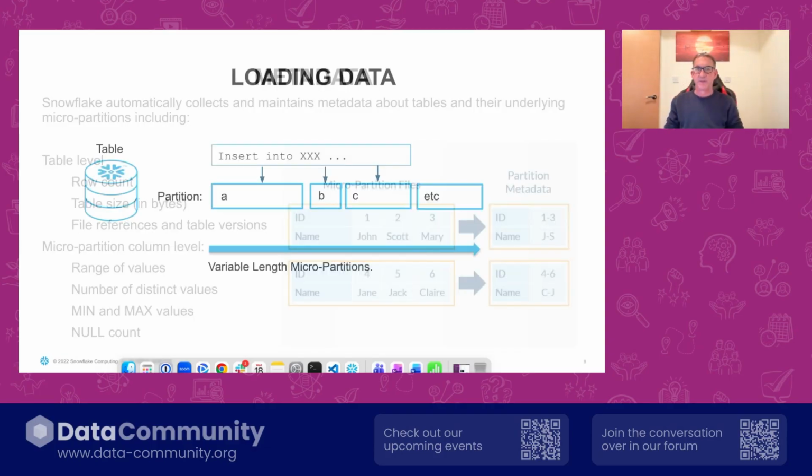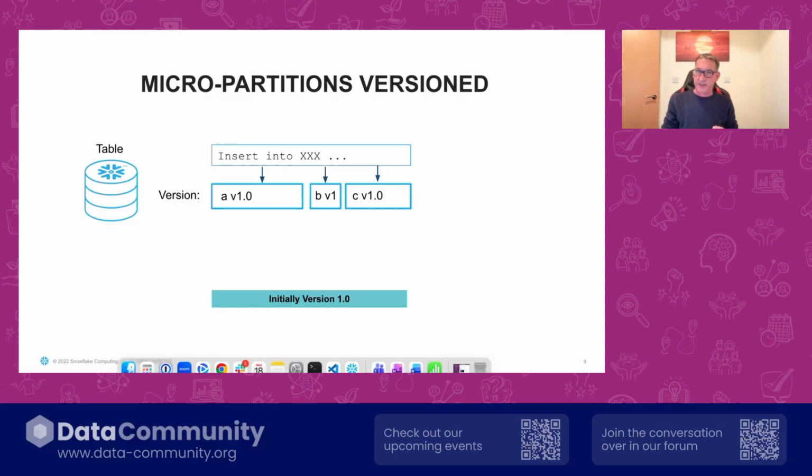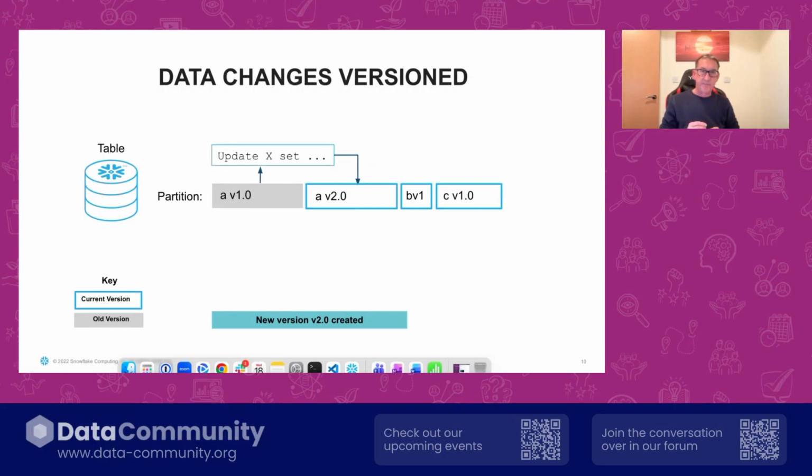Let's move on to another slide. As data is loaded into Snowflake, it's loaded into these potentially variable length micropartitions, and here you see partitions A, B, and C, for example. Unlike traditional databases, each micropartition is versioned, and this will include a version number, a timestamp to milliseconds when it was committed, and effectively the SQL statement ID that made the change to it. Any changes never amend existing micropartitions, but they create a new version. So you can see here that we've updated something, and it's created a new version of that single micropartition.